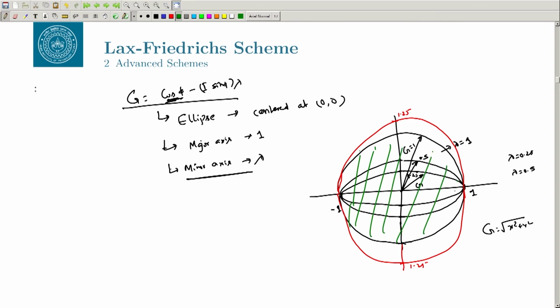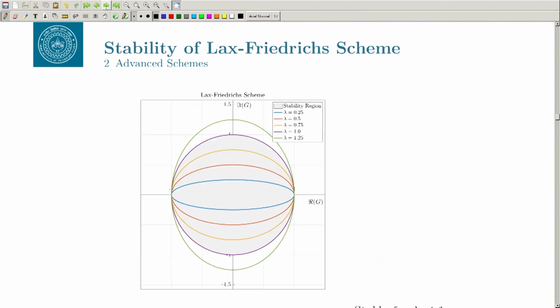And if you go outside, anywhere beyond lambda equal to 1, then G is greater than 1. So, that is unstable. So, this scheme is stable for lambda less than or equal to 1, right. This is what we show for the Lax-Friedrichs scheme. Okay, let me show you the plot that we got here. This is what I was trying to draw.